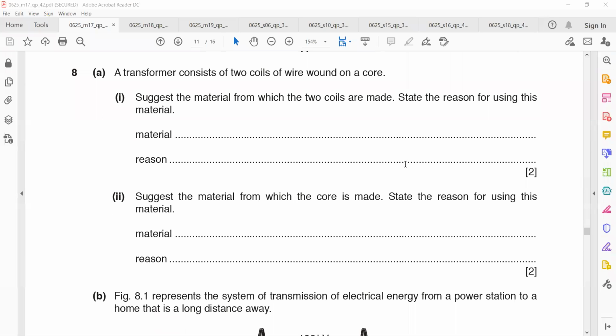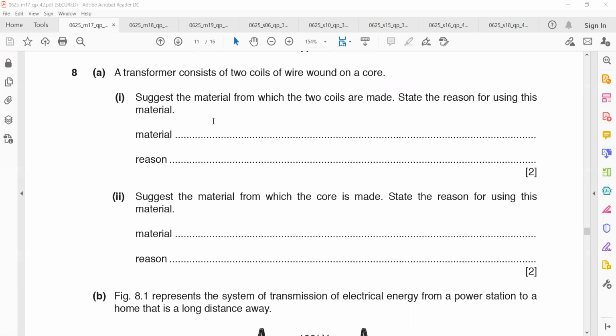Okay, now questions related to transformer. We'll do electromagnetic induction in transformer, but more mainly transformer. A transformer consists of two coils of wire wound on a core. Suggest the material from which the two coils are made and state the reason for using this material.